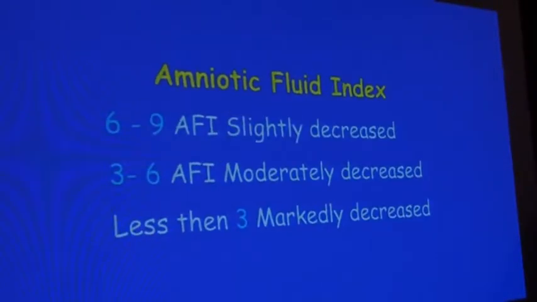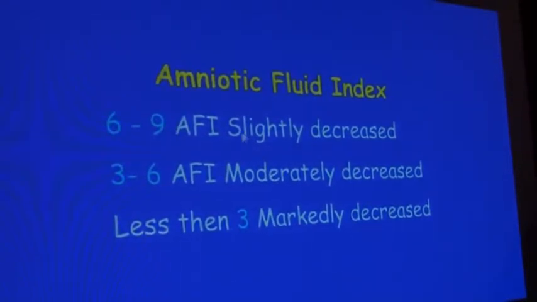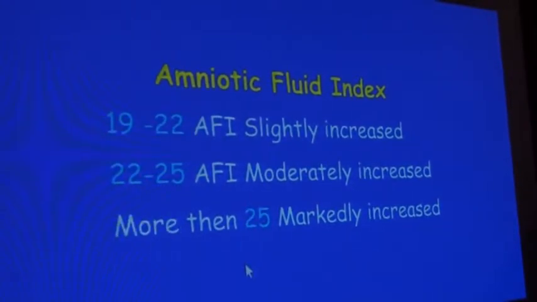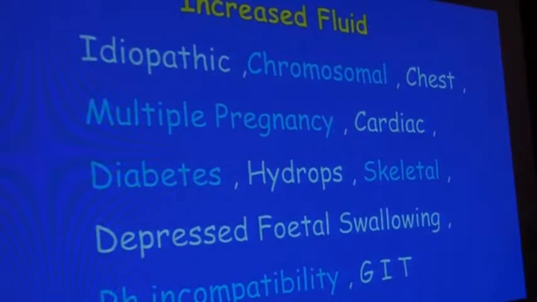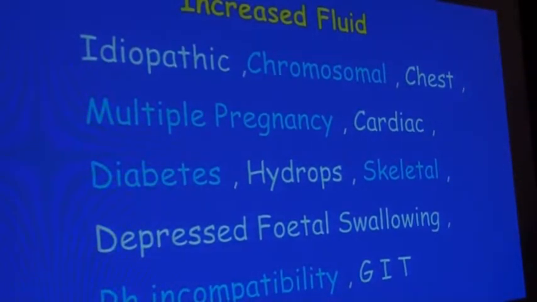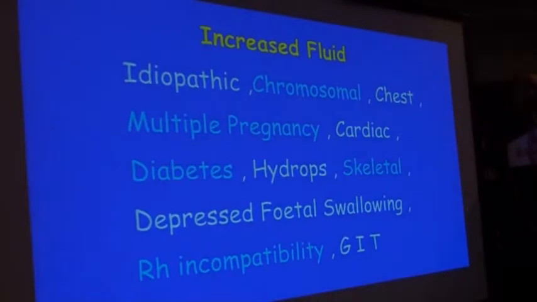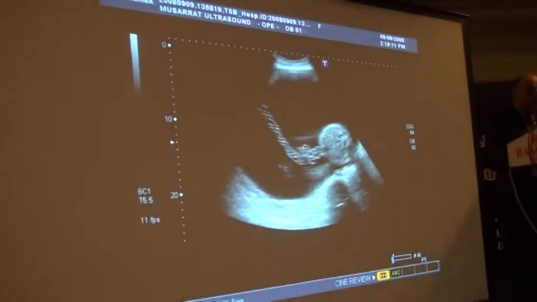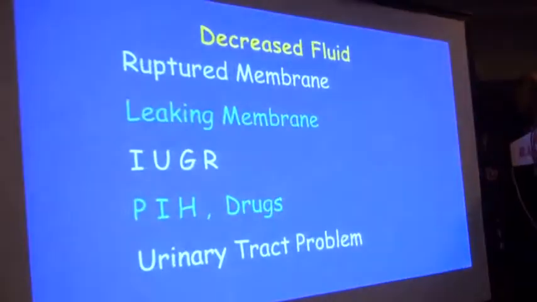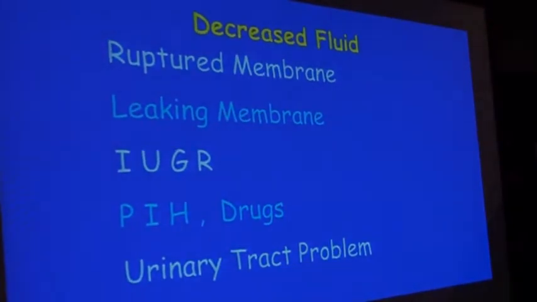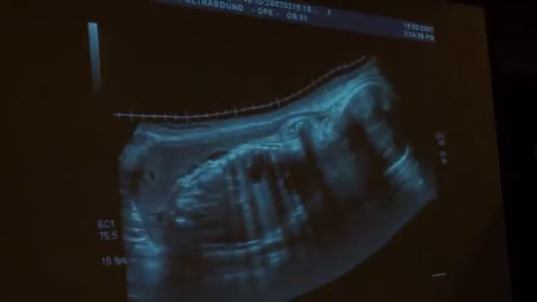When you reduce 3 centimeters from 6 to 9, it is slightly decreased, 3 to 6 is moderately decreased, less than 3 is markedly decreased. I'll not go into my research work at this time because of the time constraint, this is increased and so on and so forth. Why do we want to make the diagnosis? Because we are picking up abnormalities because of decreased or increased amniotic fluid. That's increased amniotic fluid, that's increased amniotic fluid, and these are the problems we deal with, decreased amniotic fluid.